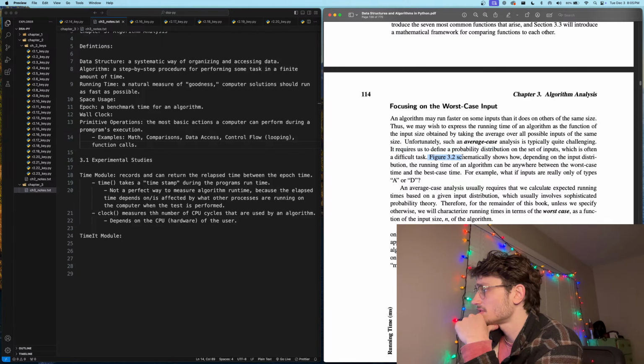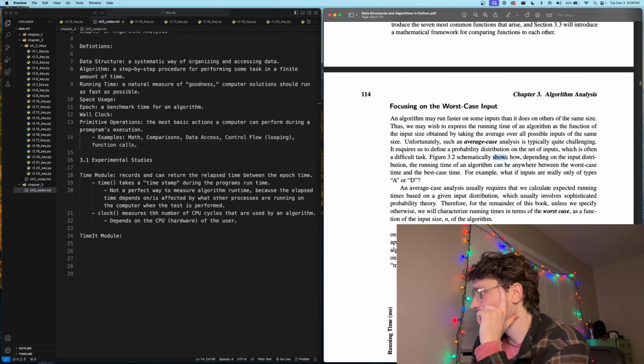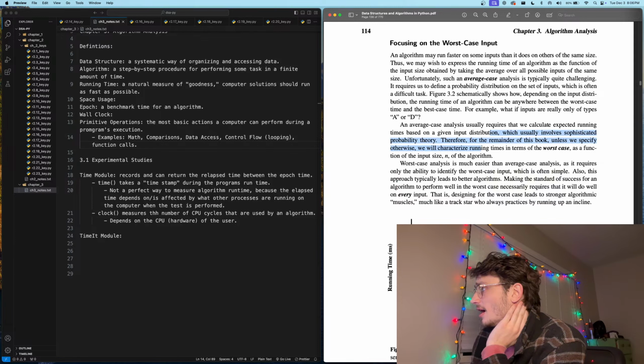Figure 3.2 shows how, depending on the input distribution, the running time of an algorithm can be anywhere between the worst case time and the best case time. For example, what if the inputs are really only types A or D? An average case analysis usually requires that we calculate expected running times based on the given input distribution, which usually involves sophisticated probability theory. Therefore, for the remainder of this book, unless we specify otherwise, we will characterize running times in terms of the worst case as a function of the input size n of the algorithm.